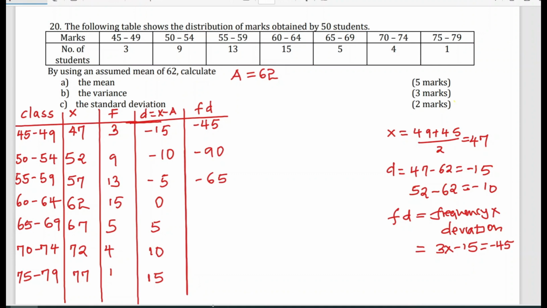If you multiply, 15 times 0 is 0. 5 times 5 is 25. 4 times 10 is 40. And then we have 1 times 15, which is 15. Good. Let us now continue again. After this, we need another column which we call the FD square, which is required in the calculation of variance.